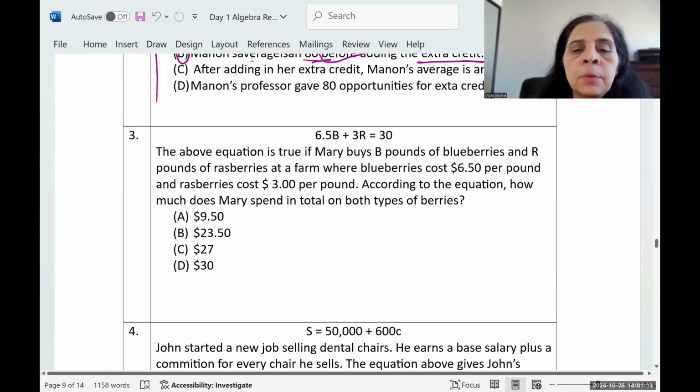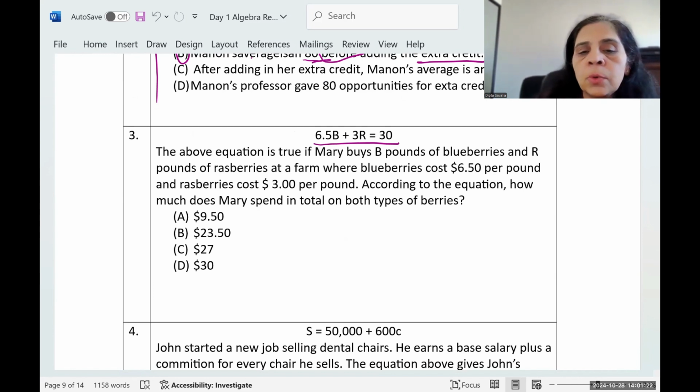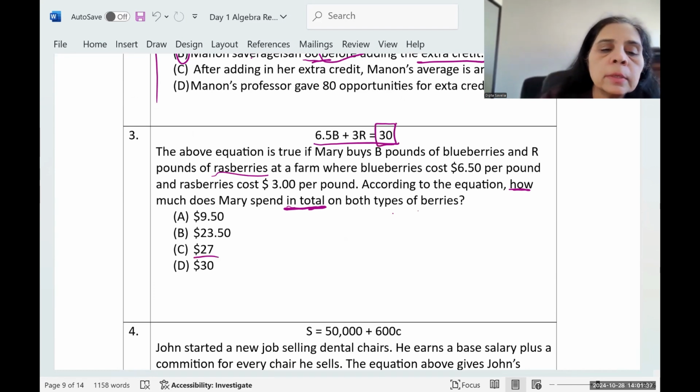Let's see, number 3, we have been given this equation. It's in standard form. Look at this. Ax plus By equals C, right? Now, what is our main question? How much does Mary spend in total on both types of berries? They have blueberries and raspberries, whatever they give you. Total, how much do they spend? $30. That's it.